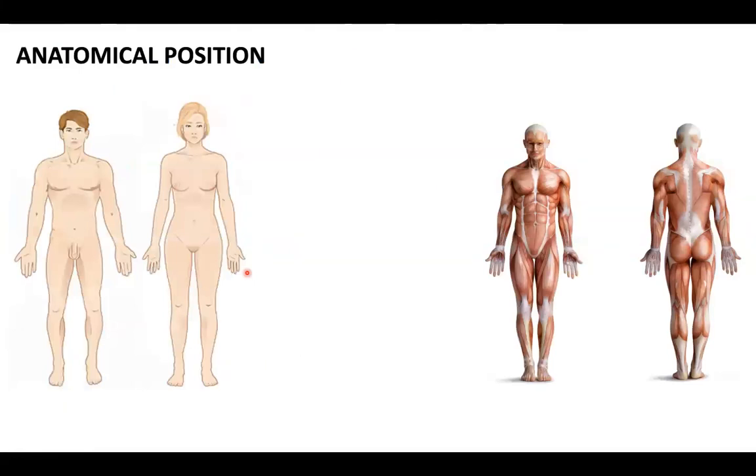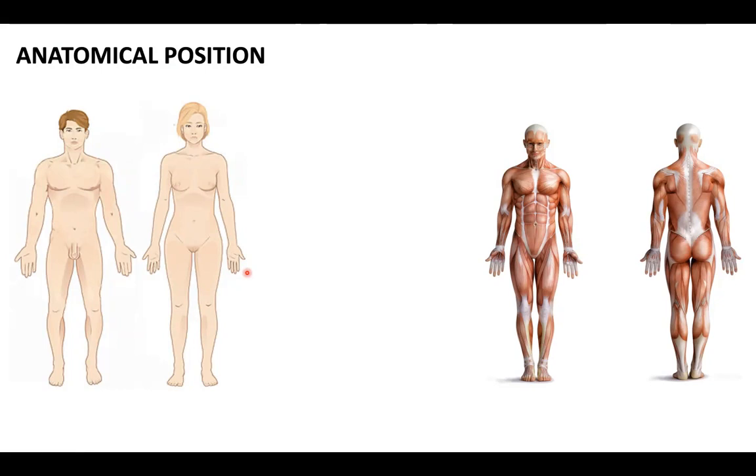So simply, anatomical position is a universally used visual reference point. So in anatomy, to describe the location of organs or to describe the relationship of organs, we need to use a visual reference point, and that visual reference point is known as anatomical position.